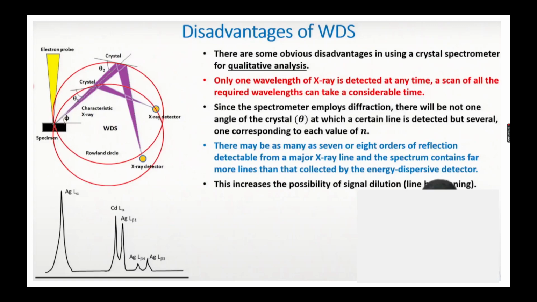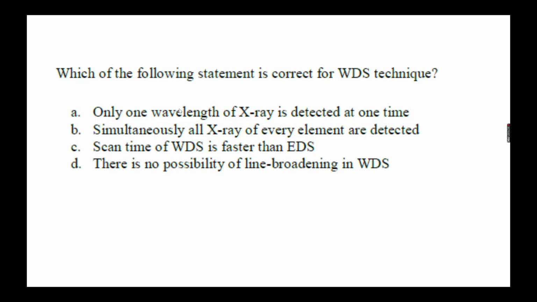Okay, so these are some disadvantages also, and the possibility of signal dilution is also there. Line broadening will be there. So here you can see the peaks that you will get from your WDS. This is your basic schematic of how your system is placed: the electron probe is coming onto the specimen, and there will be a detector, and there will be your crystal. So only one wavelength of X-ray is detected at any one time. So the answer will be A was right, whoever has answered.